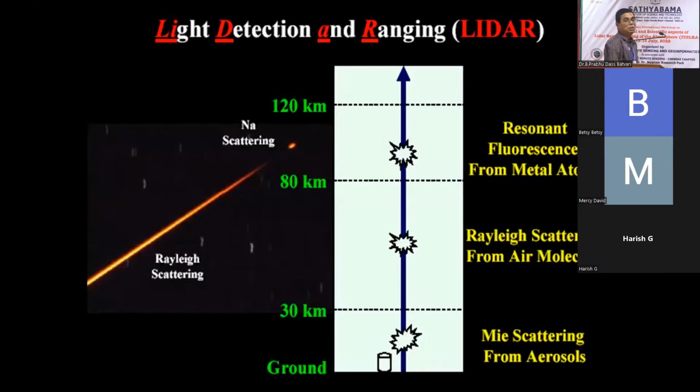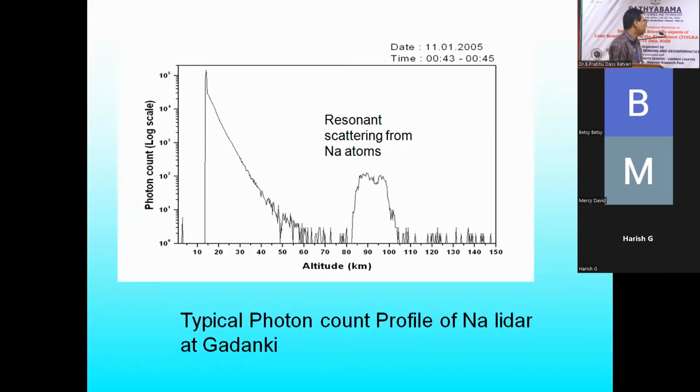As you are aware, when the sodium lidar laser line enters the atmosphere, it interacts with different layers: 0 to 30 kilometers Mie scattering, and 30 to 80 kilometers Rayleigh scattering. Above 80 kilometers, we have resonant fluorescence from alkali atoms like sodium atoms, and our concentration is mainly due to the alkali atoms. This is a typical photon count profile. One can clearly observe from 80 to 110 kilometers the sodium scattering, and below 80 kilometers it is Rayleigh scattering due to the air molecules.